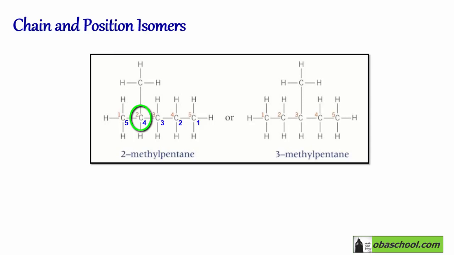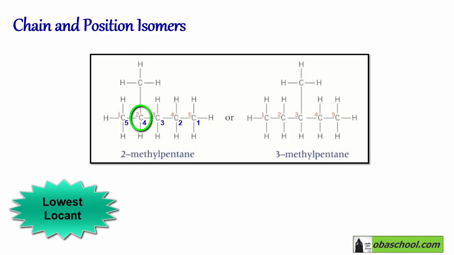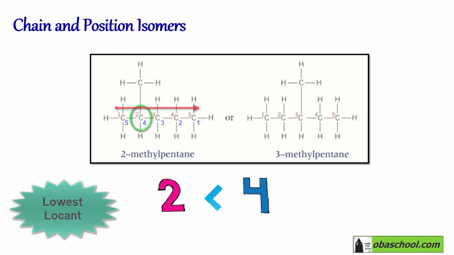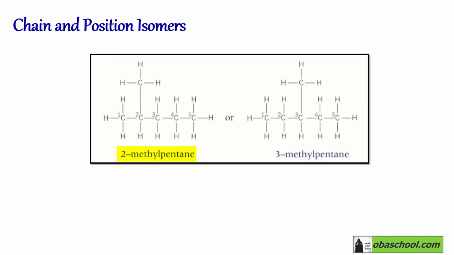Actually, when numbering the carbon atoms, you will number in a direction which gives the side chain, which means the branch or the functional group, the lowest number possible. So if we want to choose between 2 and 4, 2 is less than 4, and thus we will number in this direction. So we will write 2-methylpentane. So pentane is the name of the main hydrocarbon chain, methyl is the name of the side chain or the branch, and 2 corresponds to the position of this side chain.